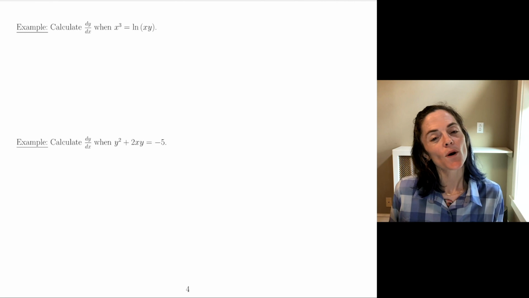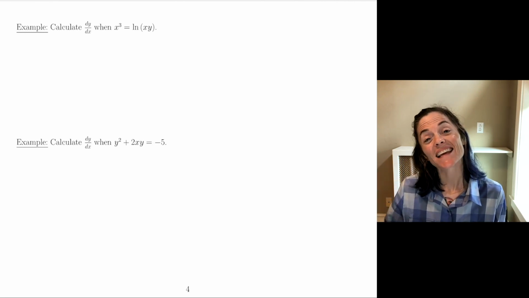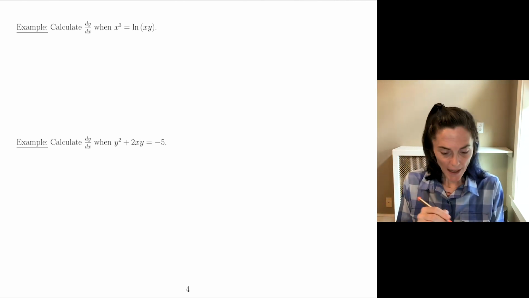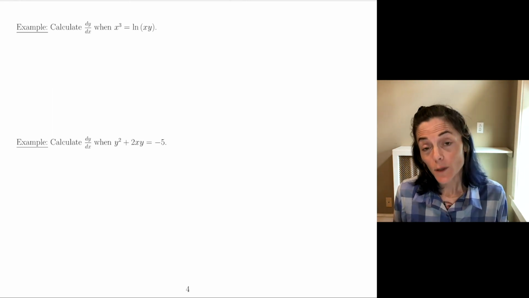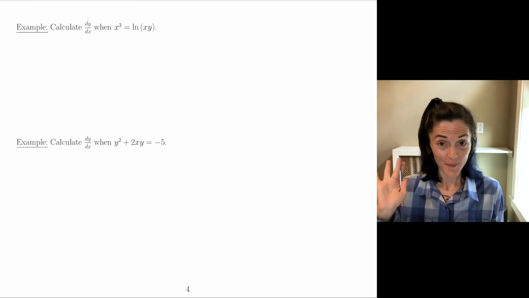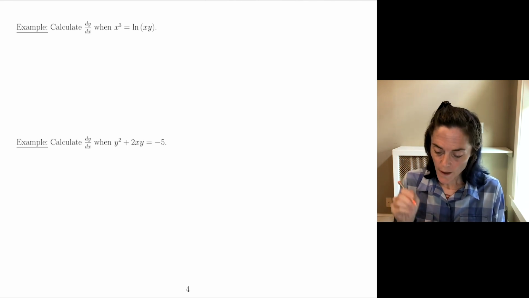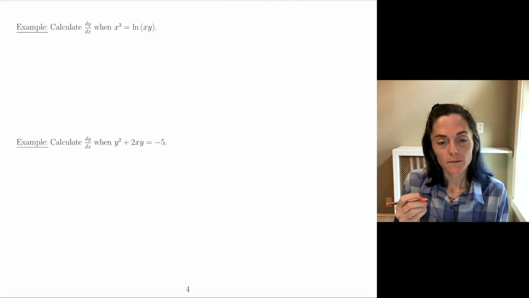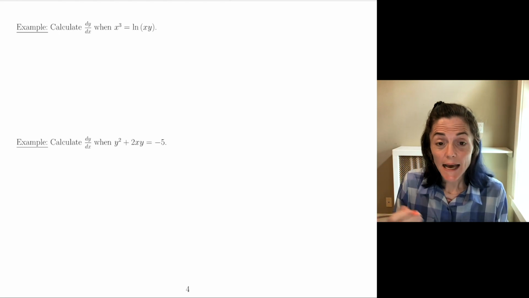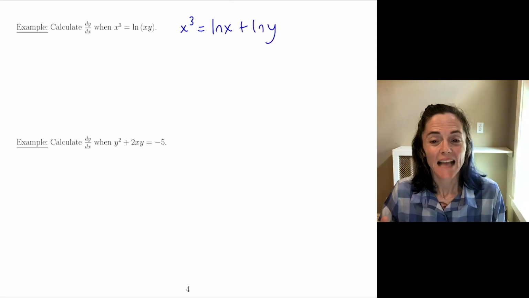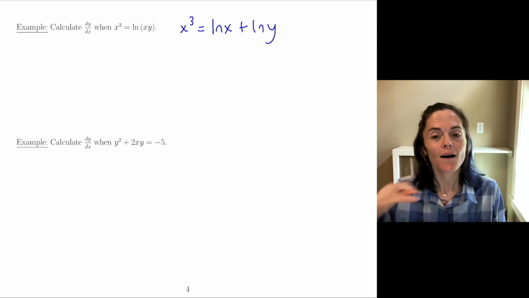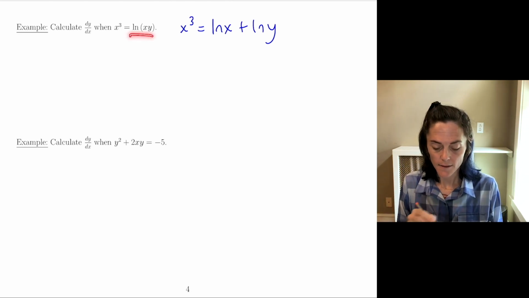All right, let's do some more examples calculating dy/dx. Well, maybe this first one, I'm going to make my life a little bit simpler by using a log property first. So you notice my equation, I'm not differentiating just yet. My equation is x cubed is ln x plus ln y. A product on the inside of a log turns into a sum.